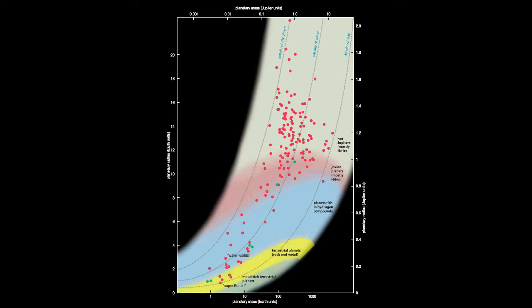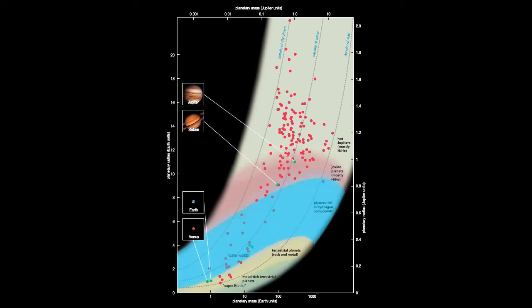For example, this yellow swath represents planets with rock and metal, like the terrestrial planets of our own solar system. That is why Venus and Earth are in this swath. The pink swath represents planets made mostly of hydrogen and helium, like Jupiter and Saturn in our solar system, and the blue swath represents planets rich in hydrogen compounds, like Uranus and Neptune.